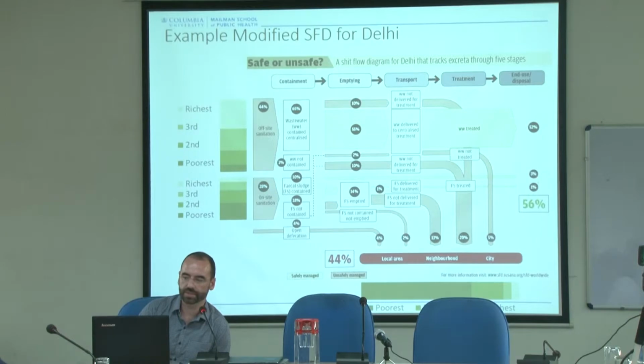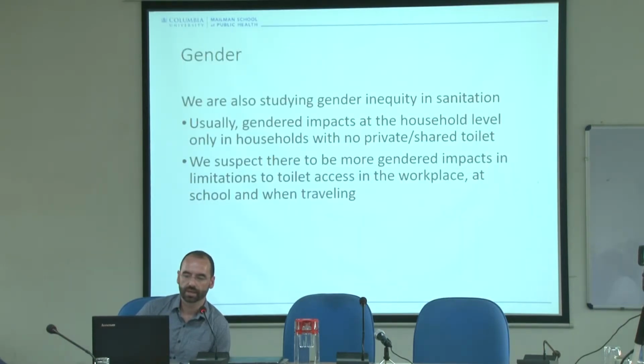In addition, this particular study is also looking at gender. Just from reviewing the research literature and our own observations so far, we found that there is gendered impact at the household level, but this is generally true for households that don't have access to a private latrine. Once a household has access to a private latrine, we haven't, and please give me feedback if you find this to be incorrect, found so much of gendered impacts at the household level, but we suspect that there's going to be a lot of gendered impacts at work and at school. And so this is another aspect that we're trying to track.